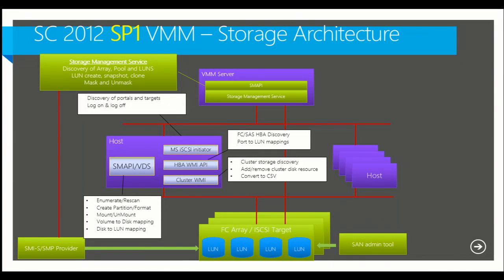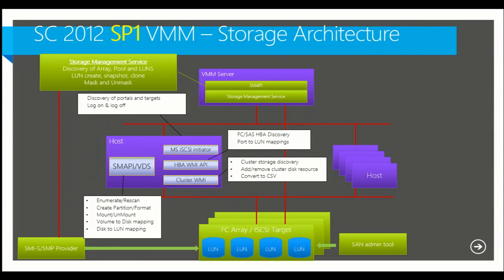So now for this functionality, what do we do? This is the storage architecture, which I want to explain. So here is a VMM server managing Hyper-V hosts, one or many Hyper-V hosts. They're all connected to a fiber channel or iSCSI target. So this one talks about only block side management.